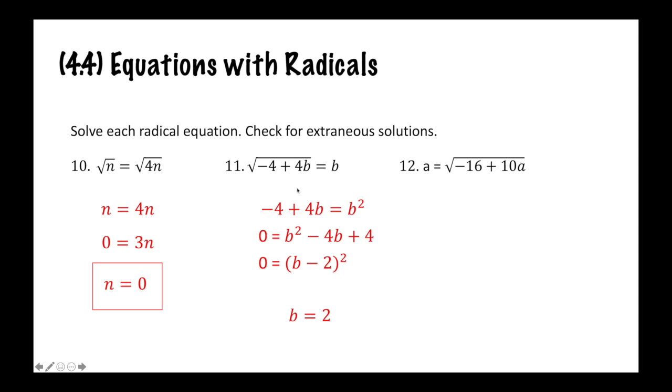Now once again, we need to check that answer. So I know I'm going to have just 2 on this side. On this side, I've got negative 4 plus 4 times 2. That gives me negative 4 plus 8, which is going to be 4 underneath the radical. And the square root of 4 is going to be 2. So that one does end up working.